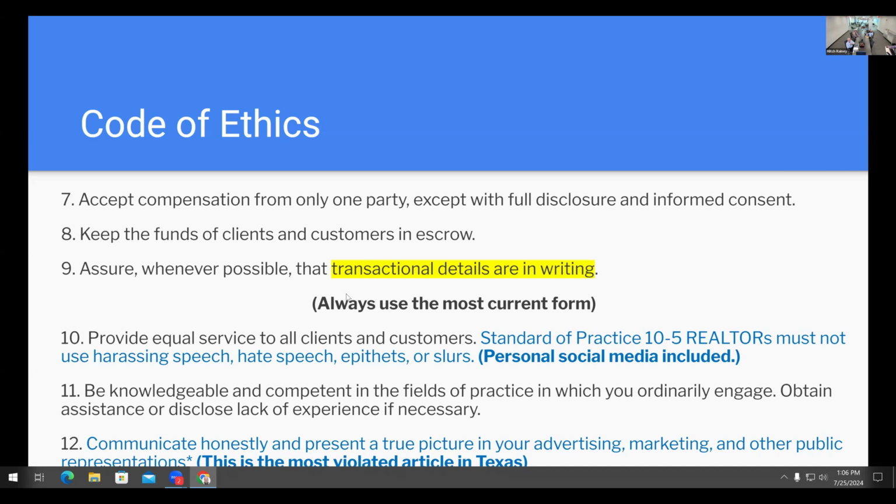Assure whenever possible that transactional details are in writing. Well, with the changes lately, everything is going to be in writing. Buyer's representation agreements, of course, listing agreements, you always have to have a listing agreement before you could put a house on the market. Now, with the changes, you have to have a buyer's representation agreement before you open a door.